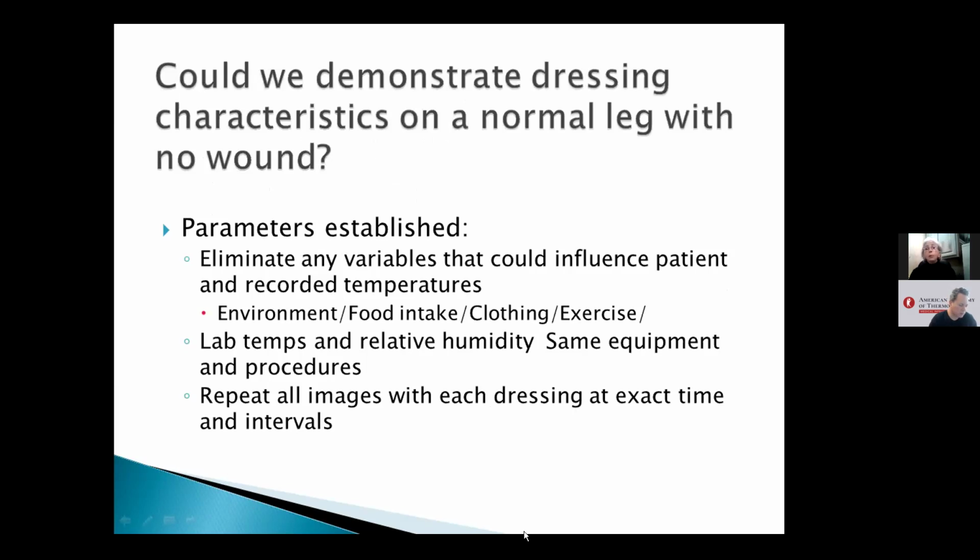So when we looked at how could we demonstrate the effectiveness of a dressing on a patient with a normal leg and no wound, could we still collect data on whether or not that dressing was achieving the criteria of maintaining temperature, moisture, and also a change in circulation? So we had to look at all of the influences that could affect this study.